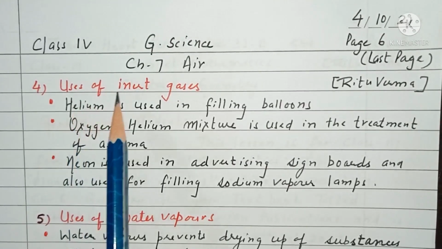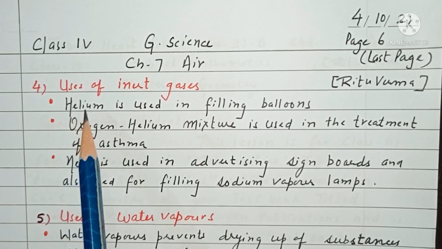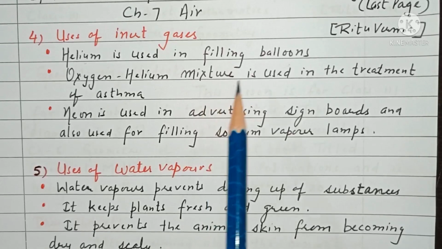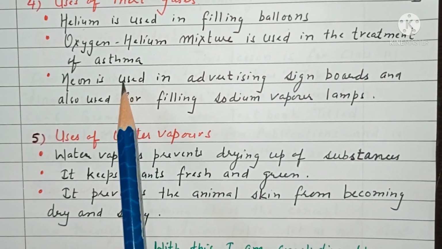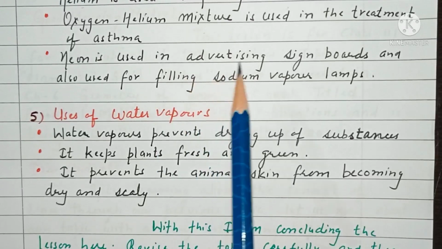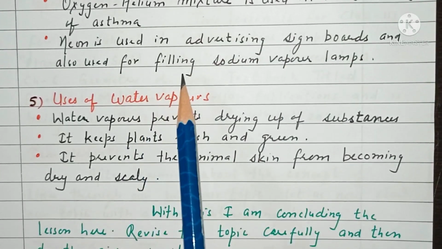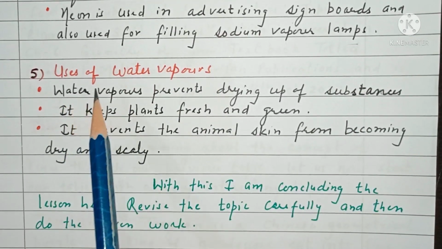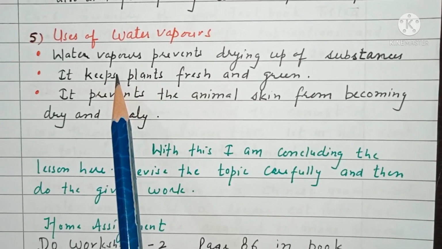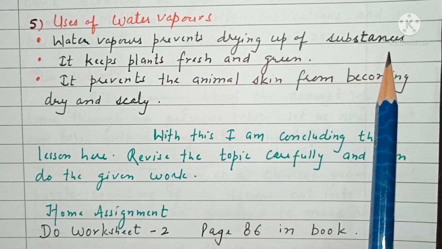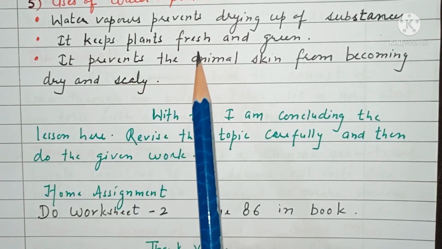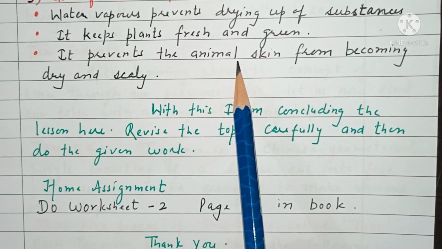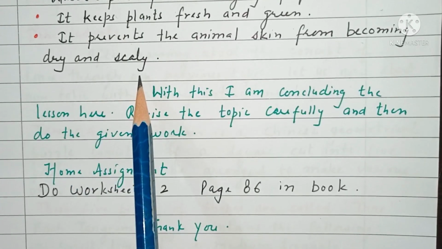Moving on to the uses of inert gases now. So first of all, helium. Helium is used in filling balloons. Then oxygen-helium mixture is used in the treatment of asthma. And then neon, which is used in advertising signboards and also used for filling sodium vapor lamps. And then we'll be discussing the uses of water vapors. Water vapors prevent drying up of substances. It keeps the plants fresh and green. And water vapors prevent the animal skin from becoming dry and scaly.